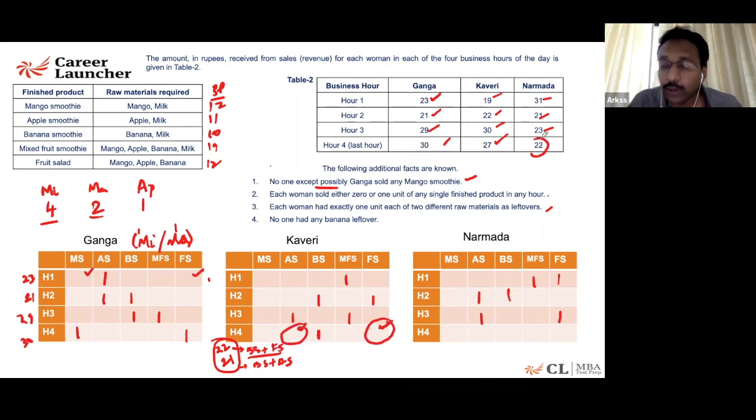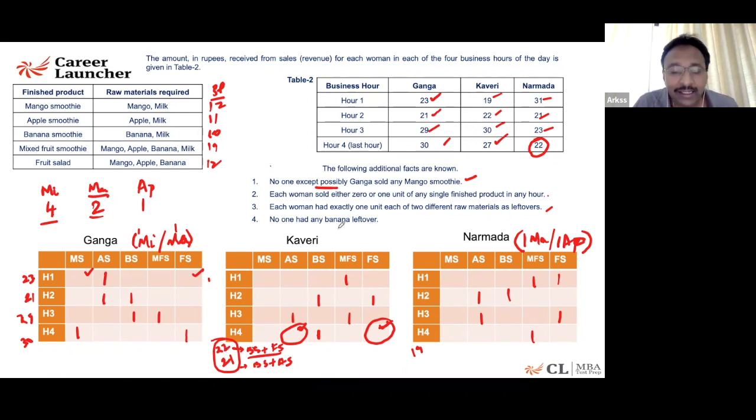This is done. Lastly, 22. 22 minus, now please understand, if I do minus 3, it will give me 19. That is clear. But if it is minus 5, 22 minus 5 is 17, there is no combination. Similarly, minus 6, 22 minus 6 is 16, that also has no combination. Hence, it has to be one mango and one apple. Guarantee it has to be one mango and one apple, which means 19, and it has to be only one MFS.